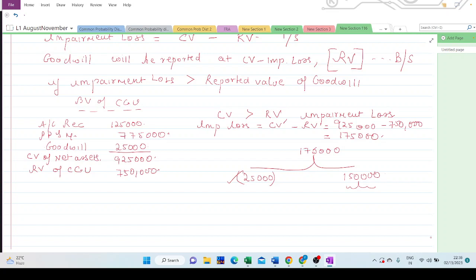सर ये 175,000 वाला एक बार ब्रेकअप बता दो। ये 25,000, 175 में 25 का क्या होगा? 25 से गुडविल घट जाएगा। ठीक है, तो गुडविल अब बैलेंस शीट में it would be reduced to 0. Goodwill will absorb losses up to its carrying value. और ये जो बाकी 1.5 लाख का impairment loss है, that would be absorbed by your accounts receivable and your property, plant and machinery, ठीक है ना, on a pro rata basis.